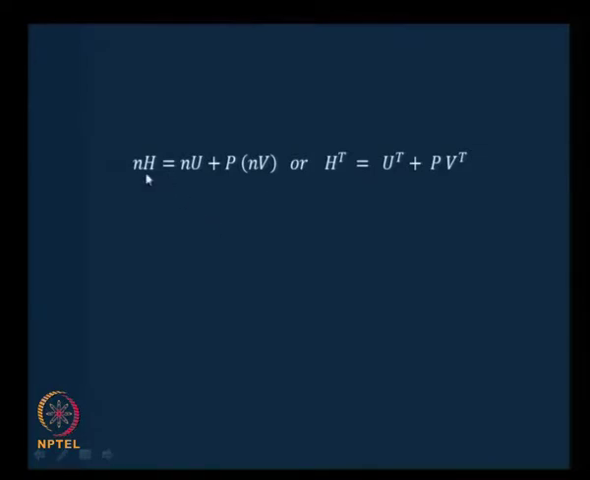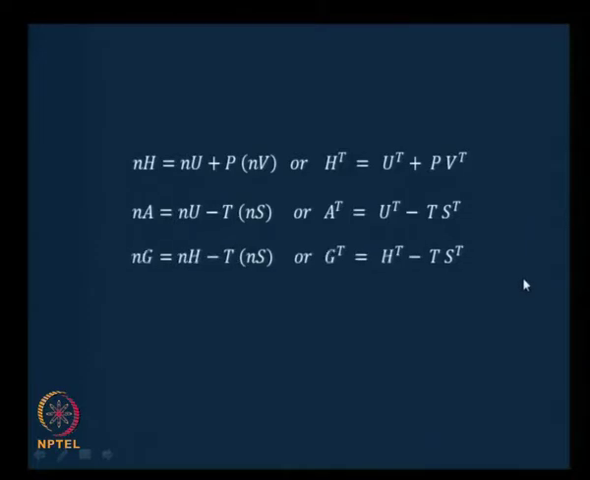Going by that, we said nh equals nu plus P times nv, or we use this terminology in the later parts of the course: Ht, the total enthalpy, is Ut plus P Vt. This is intrinsic, so there is no T here. Similarly, At is Ut minus T St, and Gt equals Ht minus T St.